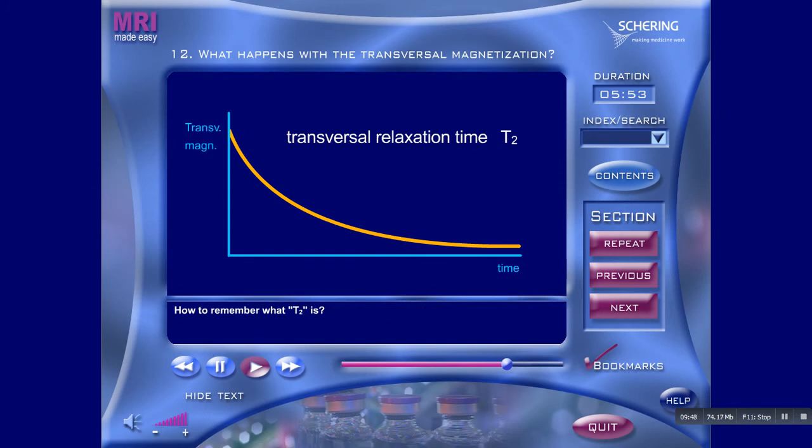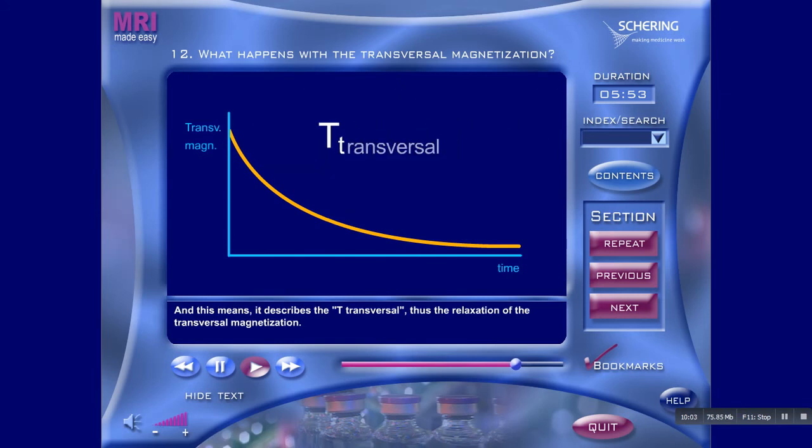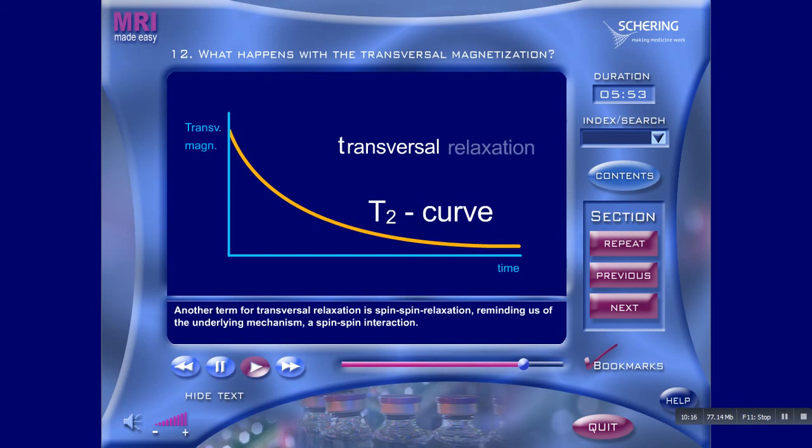How to remember what T2 is? Easy. T2 is T times 2, is double T, is TT, and this means it describes the T transversal, thus the relaxation of the transversal magnetization. The resulting curve is thus called a T2 curve. Another term for transversal relaxation is spin-spin relaxation, reminding us of the underlying mechanism, a spin-spin interaction.